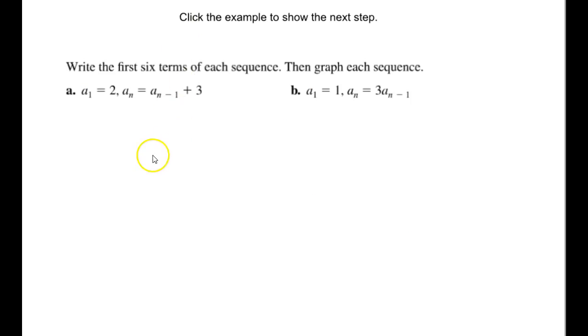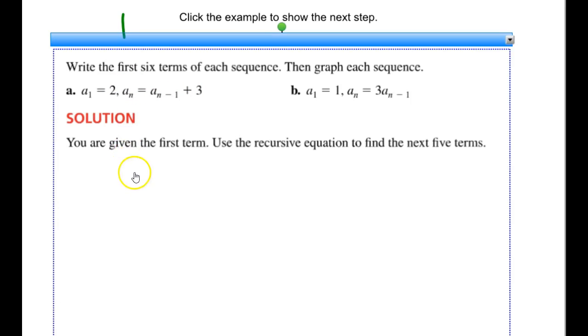So let's look at this example. This is going to be example number 1 right here. I'm asked to write the first 6 terms of each sequence and then graph. So let's look at part A. Well, I'm told the first number in my sequence. And when I'm dealing with recursive rules, I always have to include the first term. And then I know that here's the rest of my formula: a sub n equals a sub n minus 1 plus 3. Okay, so now I can find the next 5 terms.